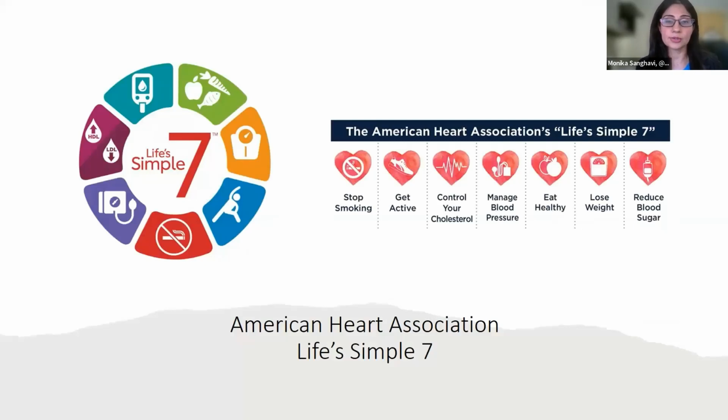The American Heart Association has put up a campaign called Life's Simple 7. It's to help people understand what an ideal cardiovascular health lifestyle looks like. So what does it mean to have ideal cardiovascular health? And it's these 7 factors: not smoking, being active at least 150 minutes every week, controlling cholesterol, managing blood pressure, eating healthy, losing weight, and reducing blood sugar.